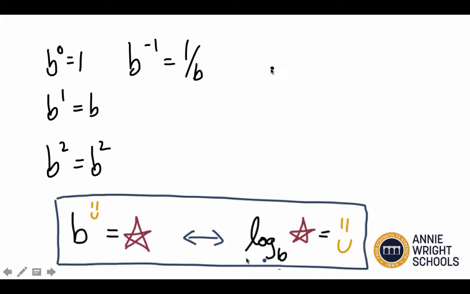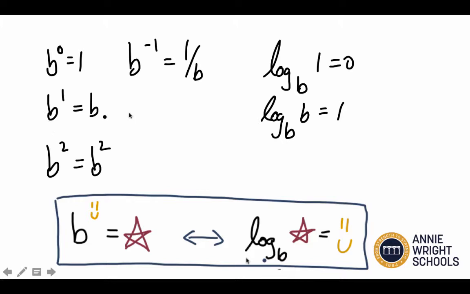And now if we change all four of those, log base b of 1 equals 0. It doesn't matter what the base is. To get any number to equal 1 by raising it to a power, you'd have to raise it to the 0 power. Log base b of b is equal to 1. If I want to get the base, I just raise it to the first power.